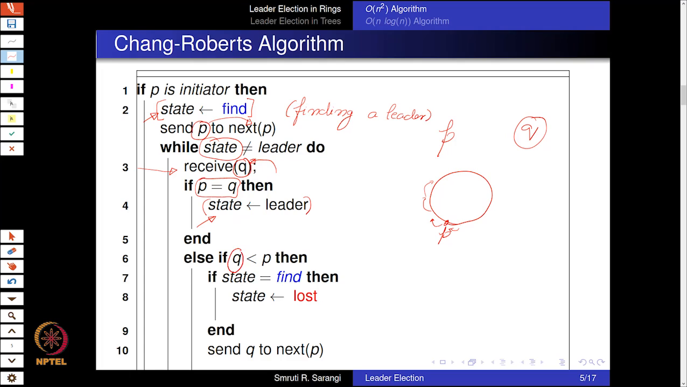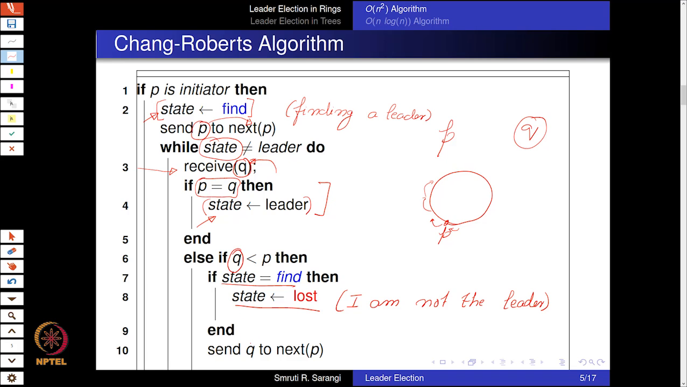Otherwise, if I get Q from my neighbor where Q is less than P, which clearly means that I am not the leader. In this case, I am getting a message from my neighbor with a value which is lower than my ID, and I am P. So if my state is find, I set my state to lost, which means that I am not the leader. Fair enough, that is an expression of humility. The reason is that already another node exists whose ID is lower than P. That node could be the leader, or some other node whose ID is less than the ID of that other node. That's fine, but the leader is not me. So if this is the case, I just say I have lost and that's it.